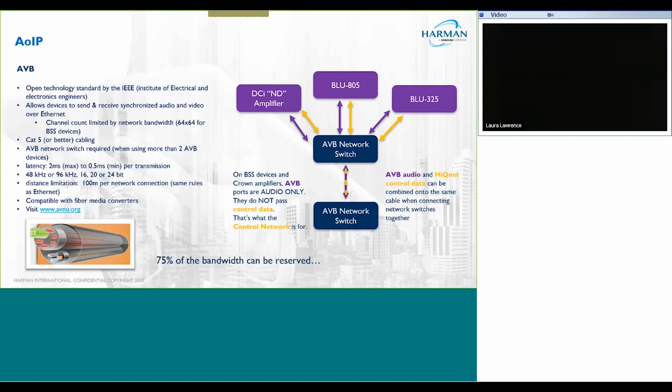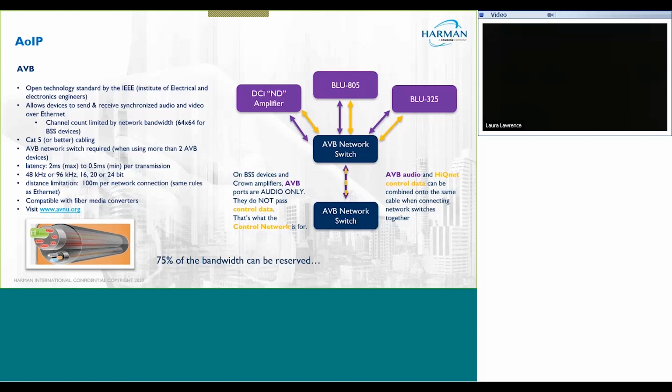Another advantage of AVB is ultra-low latency. When you think about the worst-case latency being 2 milliseconds, that's pretty phenomenal. That's one of the lowest latencies we're going to talk about today when we compare all of these various different formats of audio over IP.